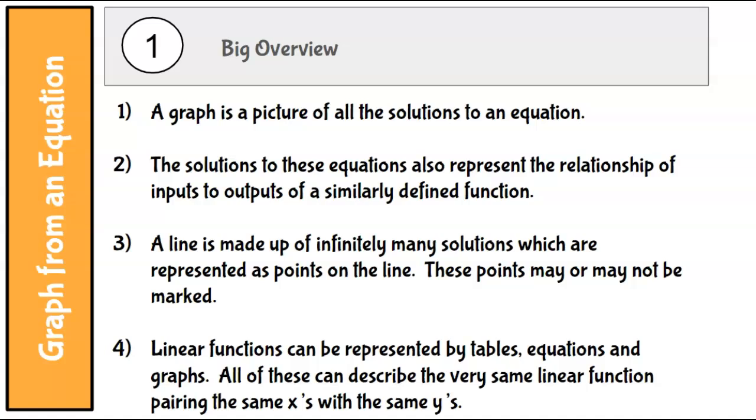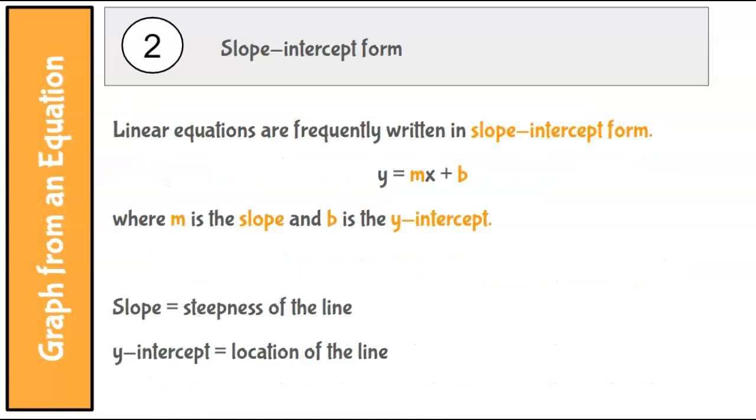A line is made up of infinitely many solutions, which are represented as points on the line. These points may or may not be marked. Remember, just because it's not marked, if there's a line there, anything on the line is a point that can be a solution. And number 4, linear functions can be represented by tables, equations, and graphs, and all of these can describe the very same linear function, which pairs the same x's and the same y's.